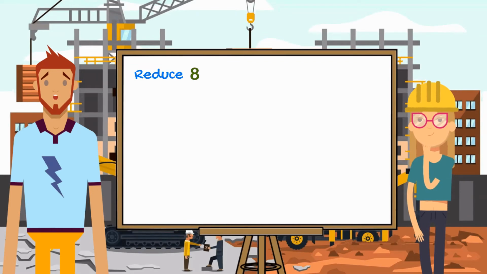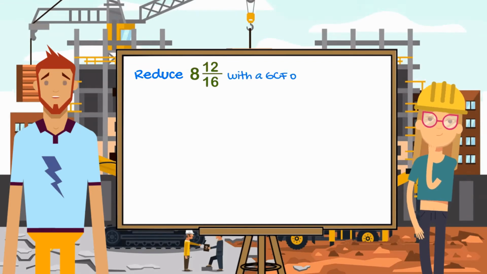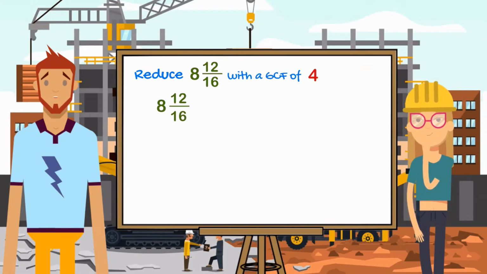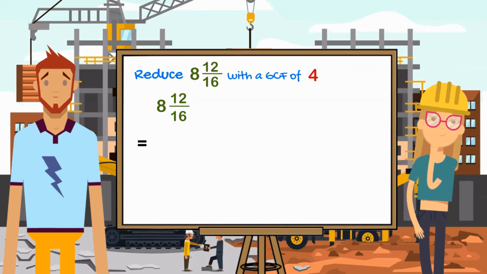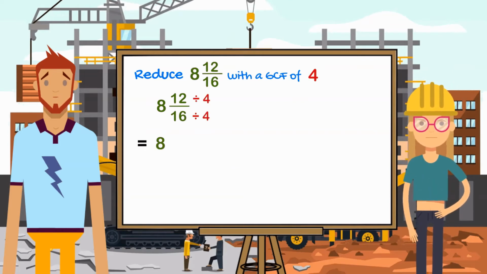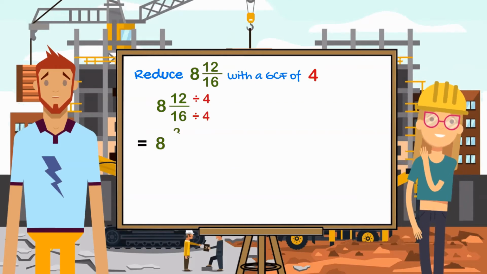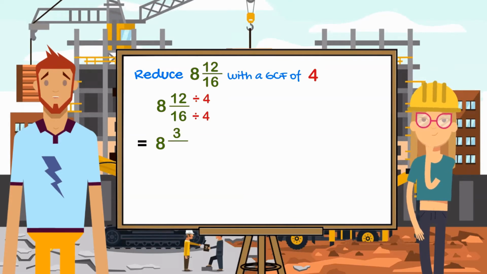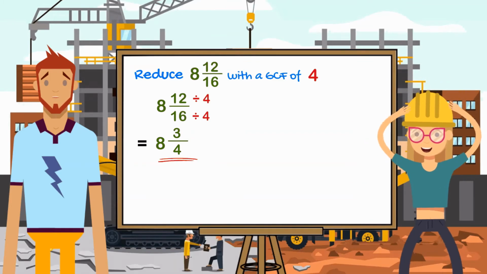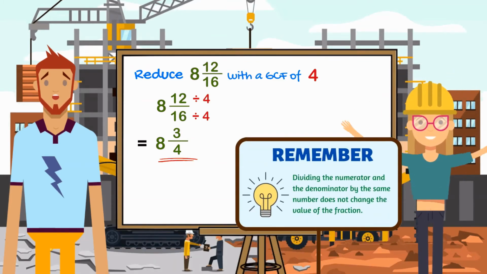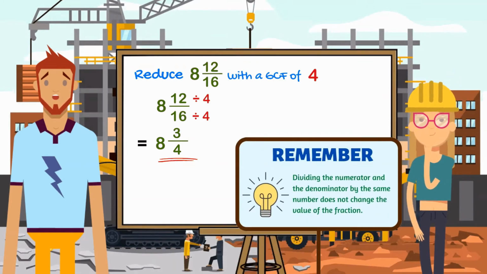Now that we know their GCF, let's reduce the fraction 8 and 12/16 to its simplest form. Let's divide both the numerator and the denominator by the GCF 4. 12 divided by 4 is 3, and 16 divided by 4 is 4. So now we have our final answer of 8 and 3/4. Just remember that dividing both the numerator and denominator by the same number does not change the value of the fraction.